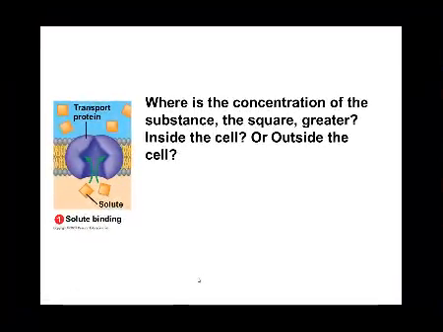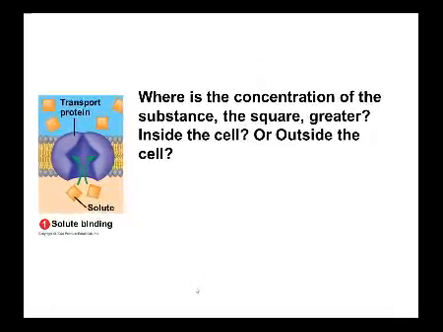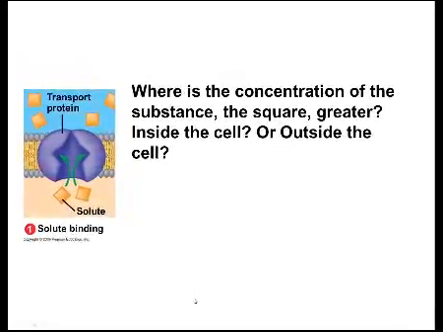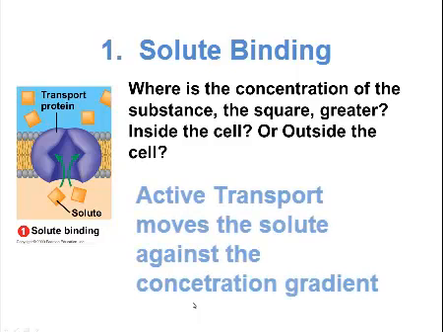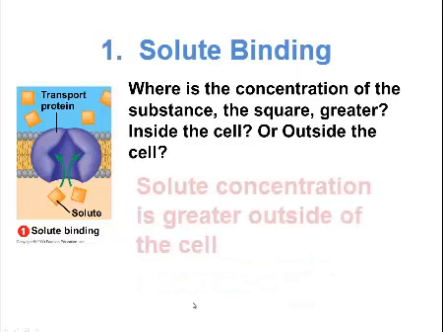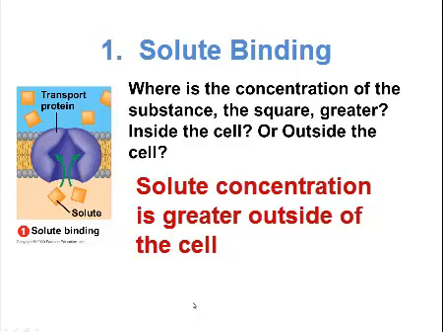Okay, let's dig deeper and break down active transport step by step. The first is solute binding. In this case, the solute is the square, and it's going to be moving from inside the cell to outside of the cell. So the concentration in an active process is from low to high. So where is the concentration of the substance, the square, greater? It's outside of the cell.